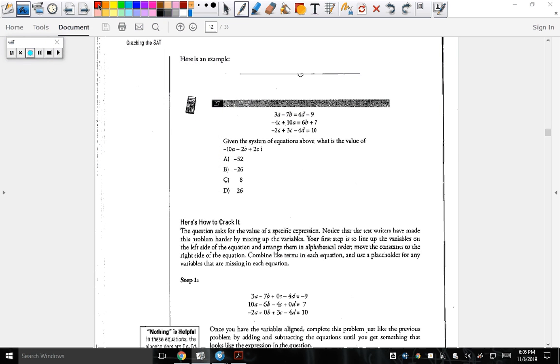Okay, so day 4, we're looking at systems of equations. This is our first problem, and basically what we're looking for is, what is the value of this? So I need to find what A equals, what B equals, what C equals, and then I can plug those values in right here, here, and here, and see what I get as an answer.